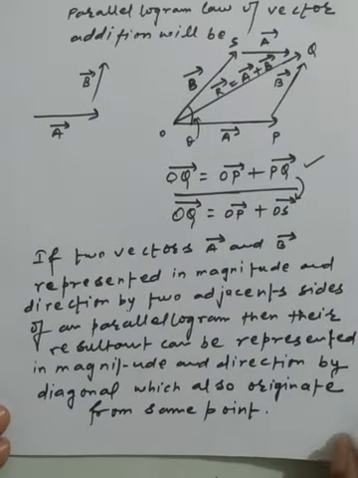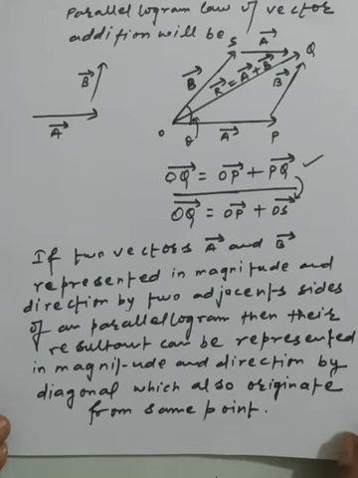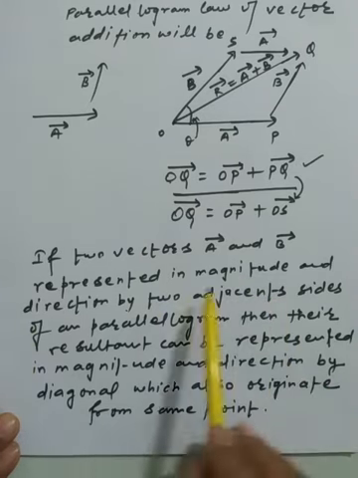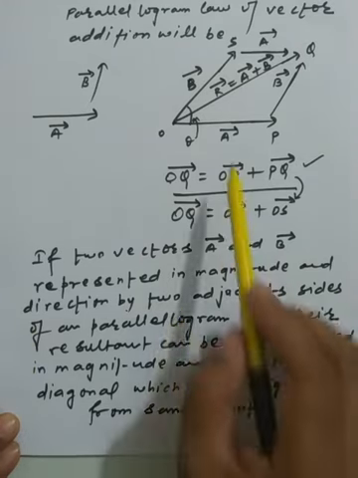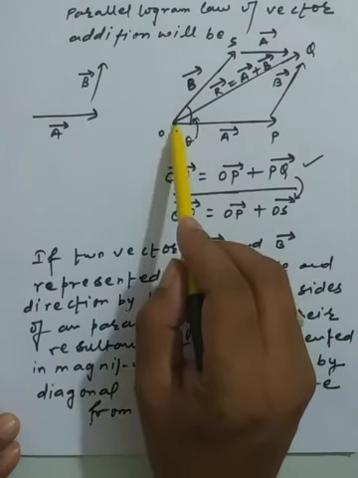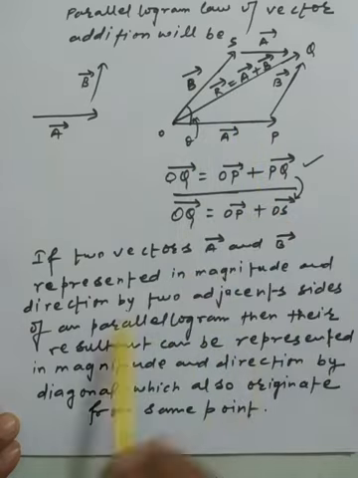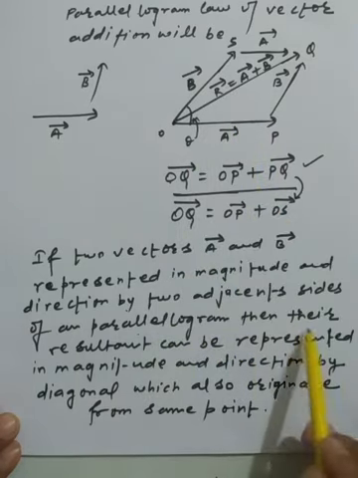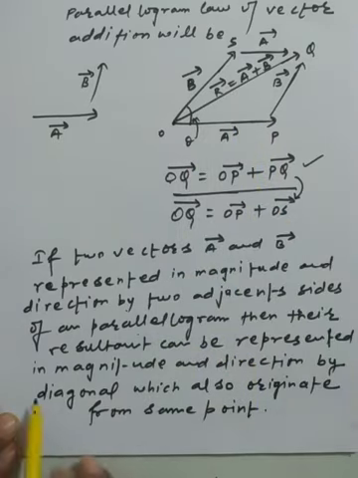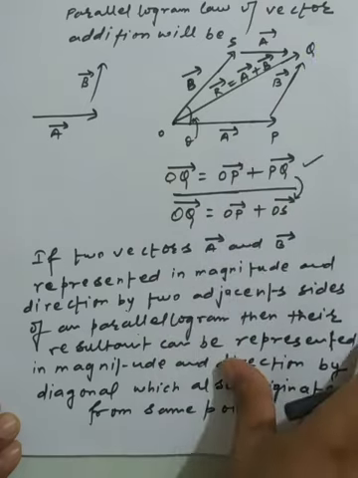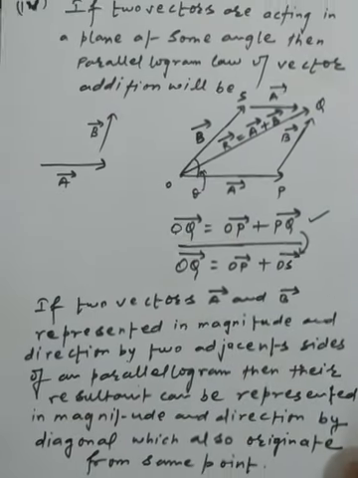So whatever geometrical shape we have pasted here, we are using the same type of statement: if the two vectors A and B are represented in magnitude and direction by the two adjacent sides, that is called OP and OS, of a parallelogram, then their resultant can be represented in magnitude and direction by the diagonal which also originates from the same point. So easily we can represent the concept of addition here.